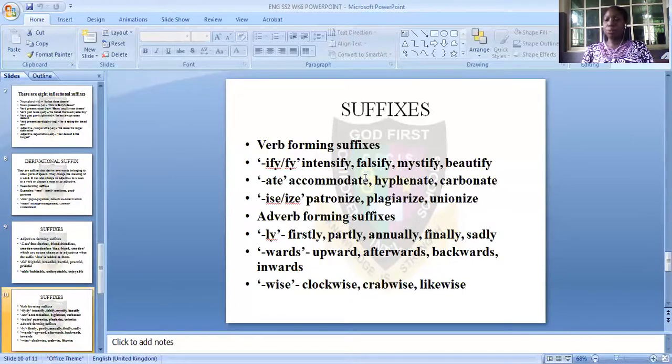Also, when we add suffixes like wards to words like up, after, back, in, we are able to form new words that fall under the class of adverbs. Upwards, afterwards, backwards, inwards, and so on. All of these are adverbs. Now we also have the suffix wise. When we add wise to words like clock, crab, like, we also form adverbs. That will give us clockwise, crabwise, likewise, and so on.